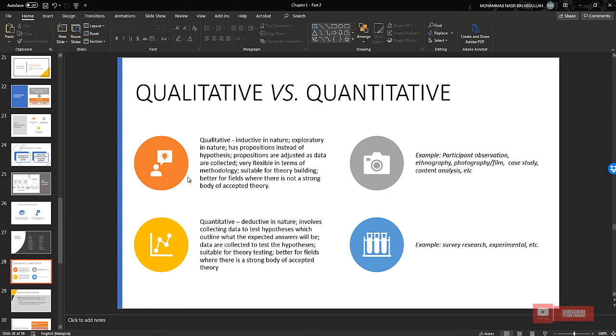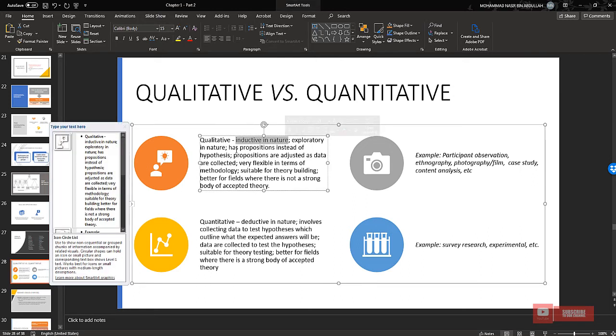Now, to understand more about qualitative and quantitative. Qualitative is inductive in nature, exploratory in nature, and has propositions instead of hypotheses. Propositions are adjusted as data are collected, so it's not fixed. It is very flexible in terms of methodology. You can use focus groups, right? You can use experience surveys, case studies, or literature search.